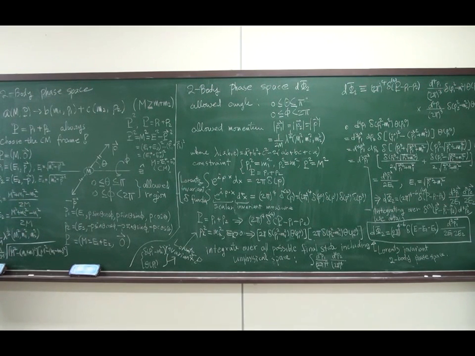Another important result that we obtained in the previous class was the magnitude of the momentum in the center of momentum frame for a single particle, 1 or 2. The magnitude is the same for minus p and plus p. It's just one over 2M.